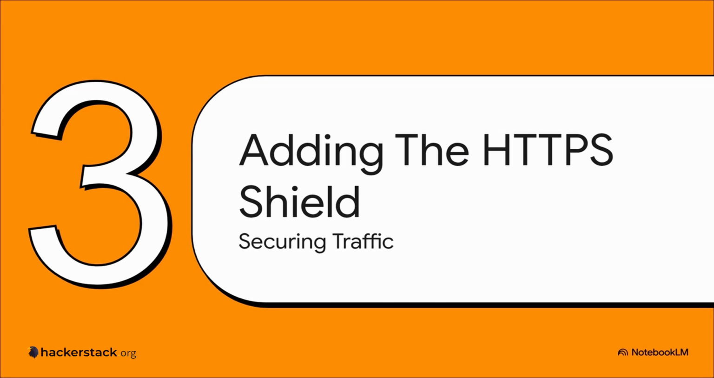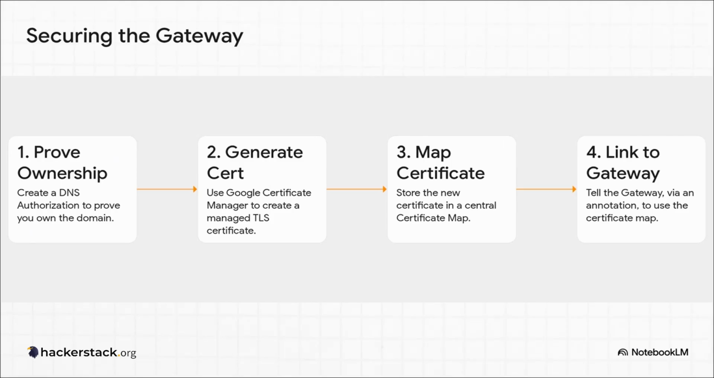Okay, our front door is up, but right now it's wide open. All the traffic is unencrypted HTTP, and that's just not going to fly on the modern web. So let's add some locks. Let's add the HTTPS shield. Getting our gateway secured with free auto-renewing TLS certificates from Google is basically a four-step process. Don't worry, it's way easier than it sounds. Let's walk through it real quick.